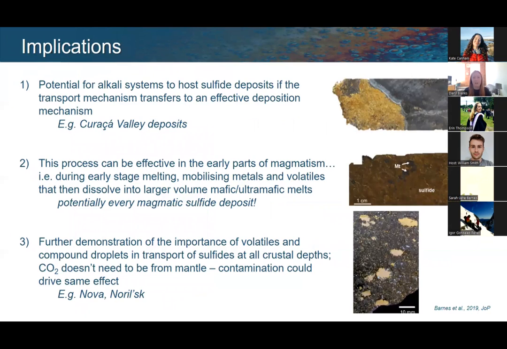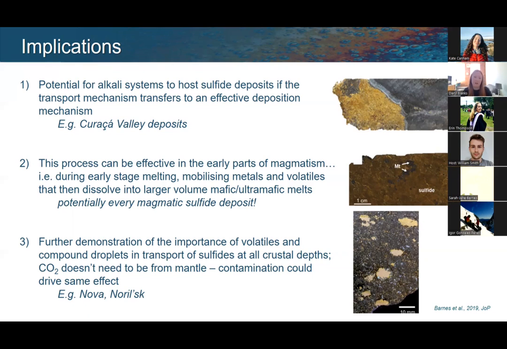So the three main implications for this research, and the summary of this slide, are as follows. So far, the case studies we've shown are relatively small sulfide deposits, so it's whether we can actually form larger and even economic deposits, and whether these mechanisms can concentrate the sulfide up in the crust. An example of this would be the Curaçá Valley, where we see sulfides and carbonates within the same system. And then, as mentioned before, whether this could be a process that's an early part of most magmatic sulfide deposits, in terms of early stage melting and mobilization of metals to be later consumed.